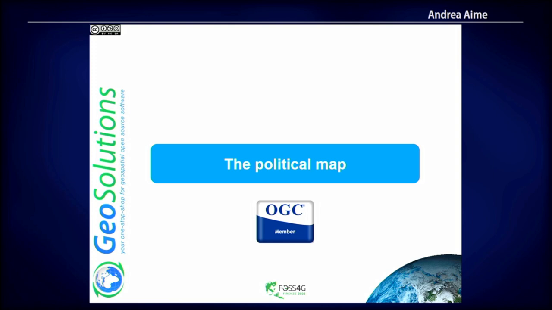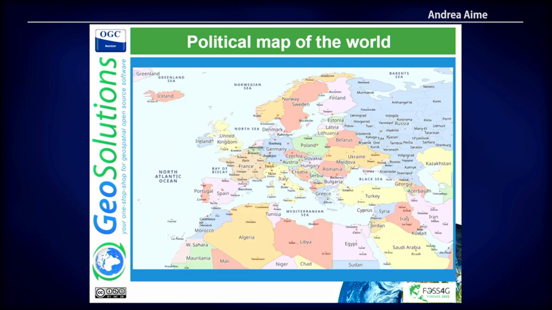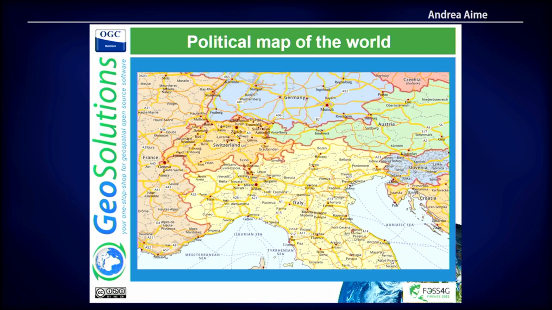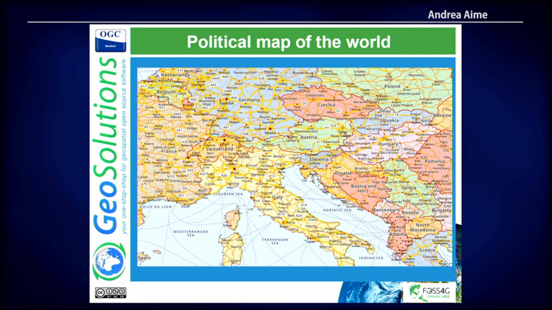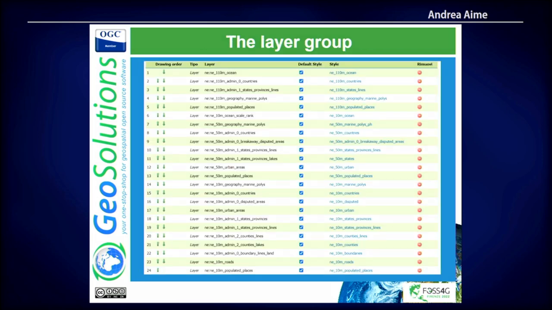We started with a political map. You can see the map. It has a clear hierarchy of labeling, and colors of the states that do not overlap with each other. You can zoom in, get a bit more detail, and then even more detail and even more detail, leveraging the various datasets at the various scales.